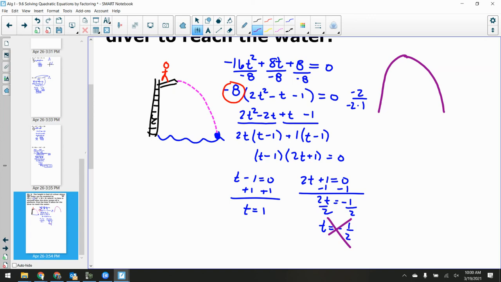No, that cannot happen. You cannot have a negative value for time. We're not time travelers here. So t is equal to 1. So we say 1 second. That's how long until he hits the water. Questions about that?